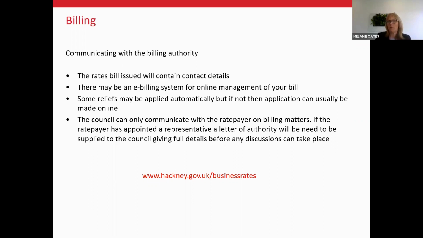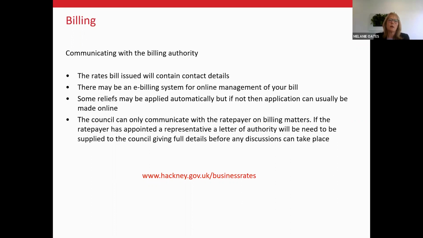Transitional relief will be applied automatically. Retail, hospitality and leisure will probably be applied automatically, but just check, and if there's anything that you think needs to be dealt with with regard to billing, then have a look at that. The question with regard to discretionary relief was raised earlier. Again, check the council website on that, and any application process you have will be available on the council's website, and they will be able to tell you exactly what the processes are for claiming any discretionary reliefs.